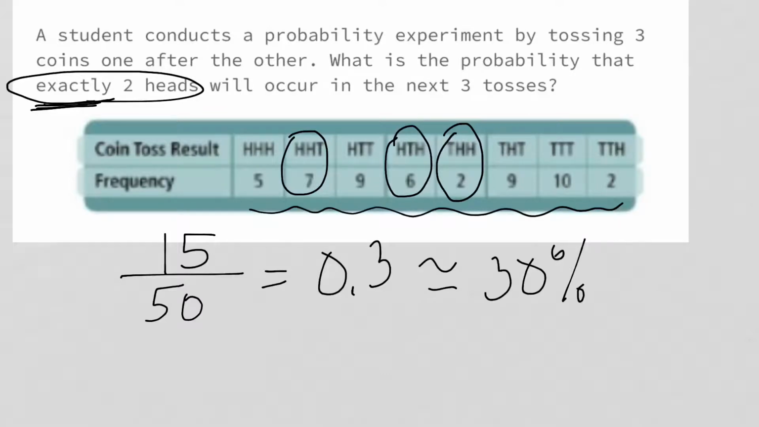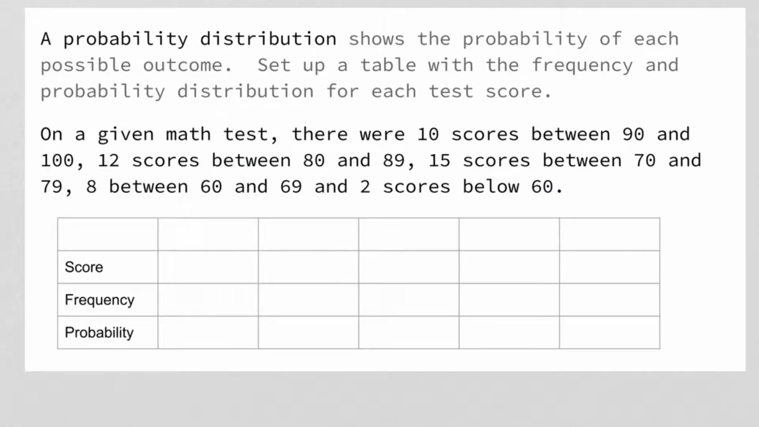next 3 tosses. All right, the next thing for your notes for ELR 13.2 is something called a probability distribution. It shows the probability of each possible outcome, and this is shown as a table. So we're going to do the following example, and I'd like you guys to set up your table too. We're going to set up a table with the frequency and the probability distribution for each test score here.